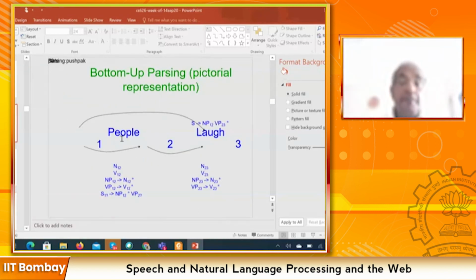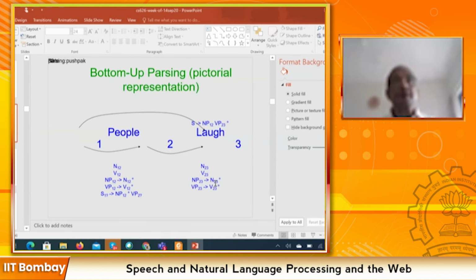So from people I get noun and verb. From noun and verb I get noun phrase, verb phrase, and from noun phrase, verb phrase I get the sentence S. So I keep going from the right-hand side of the rule to the left-hand side. That's how I get the S.